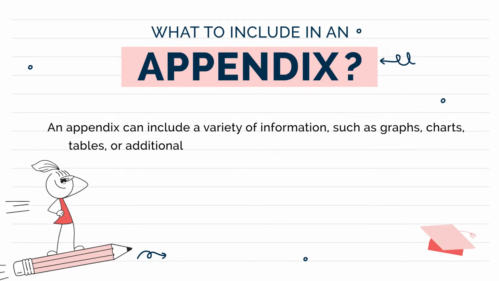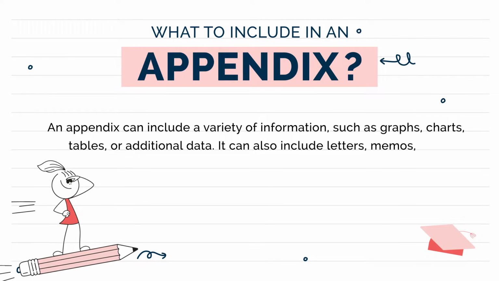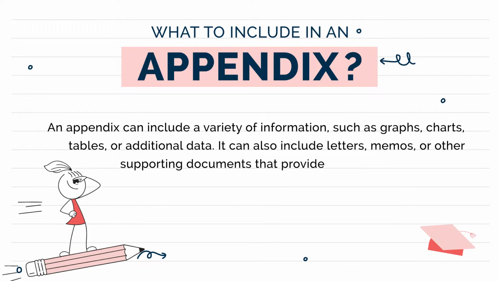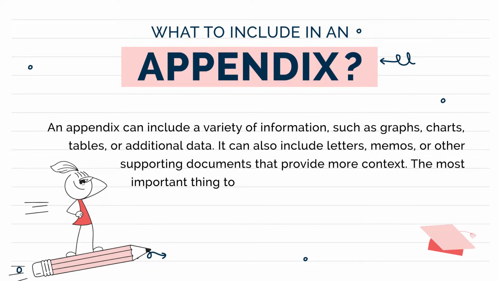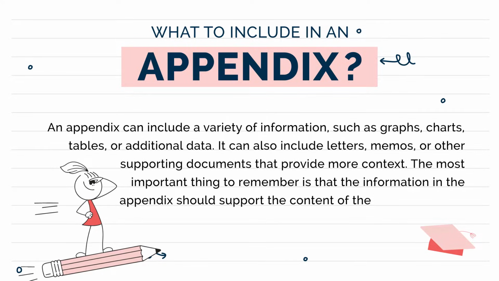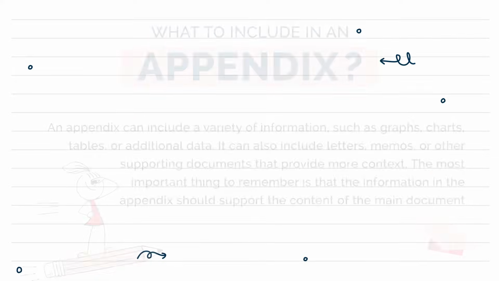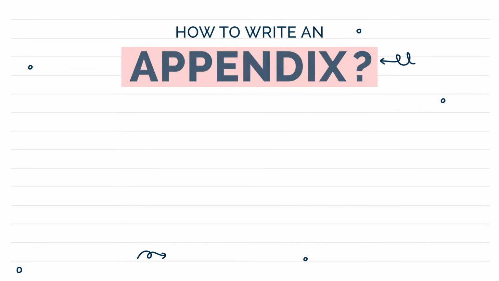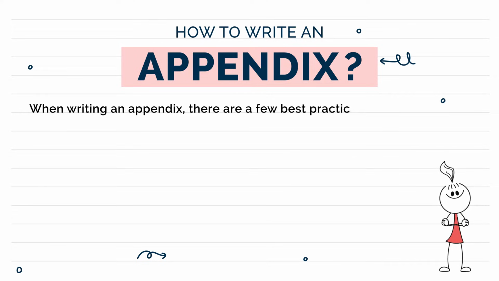It can also include letters, graphs, charts, or supporting documents that provide more context. The most important thing to remember is that the information in the appendix should support the content of the main document. When writing an appendix, there are a few best practices to keep in mind.